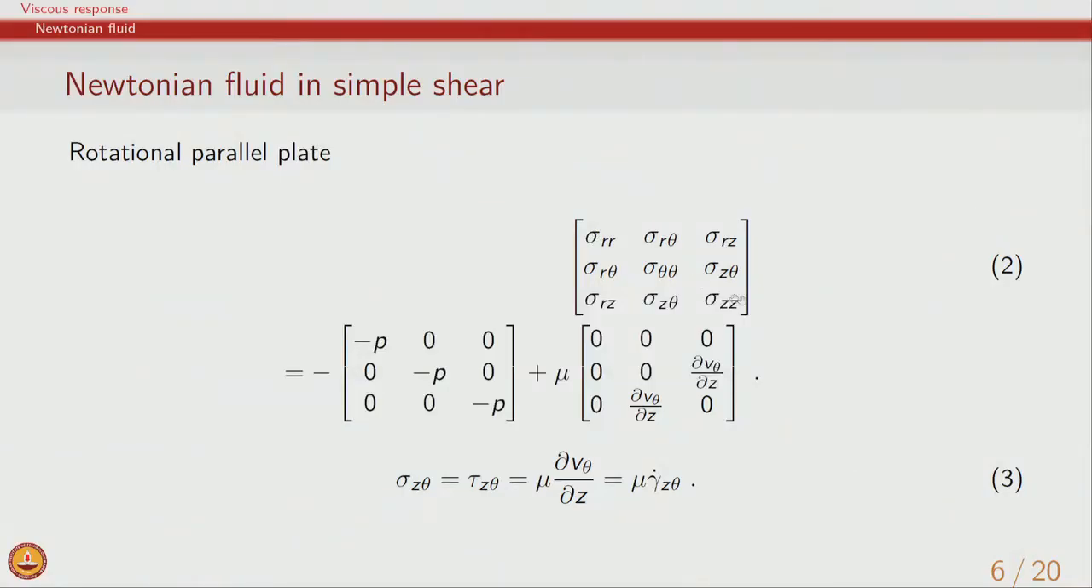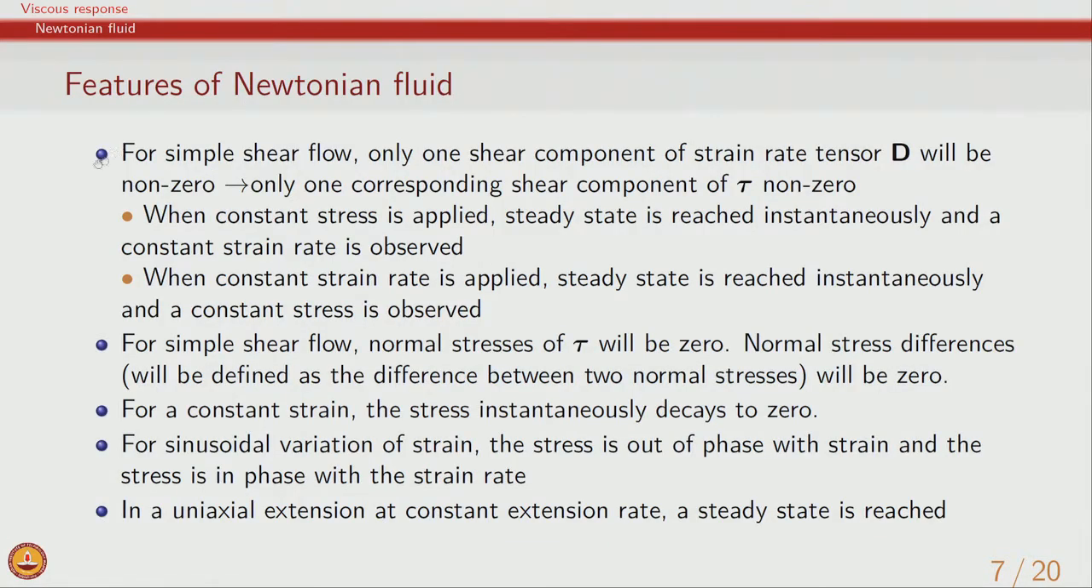But it should be clear to us that even the normal stress components are related to normal strain rate components through the same coefficient mu. So, therefore, it is the viscosity which captures the Newtonian fluid response in any type of flow, be it shear, be it extension, or be it any combination of shear and extension. So, broadly, when we have this kind of a Newtonian model, we can summarize the features like this.